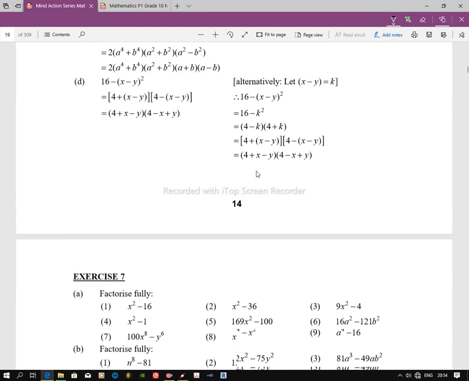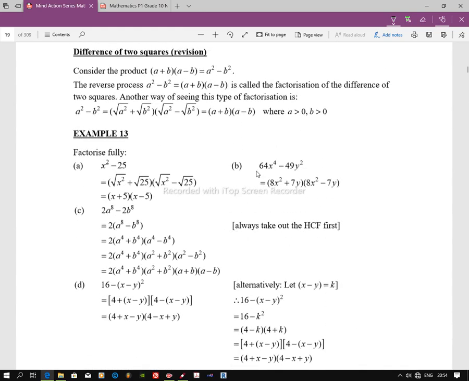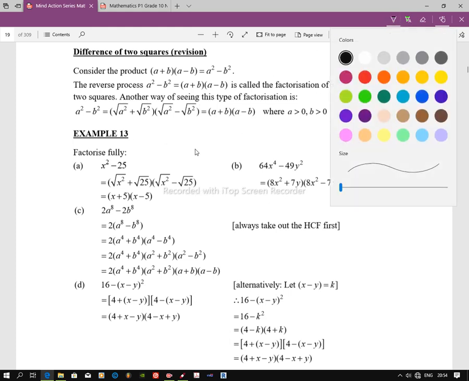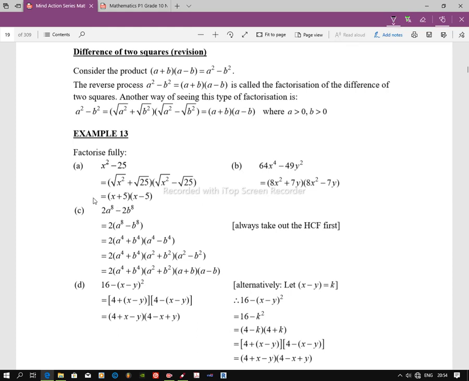I gave you a hint. You can simply go through these examples here, and you will be able to understand these things much better. Okay, before I close the topic, let me just take you through these worked examples. They say factorize fully. So this is the difference of two squares, where you have to factorize the difference of two squares.